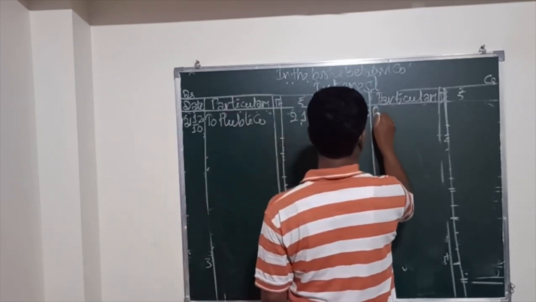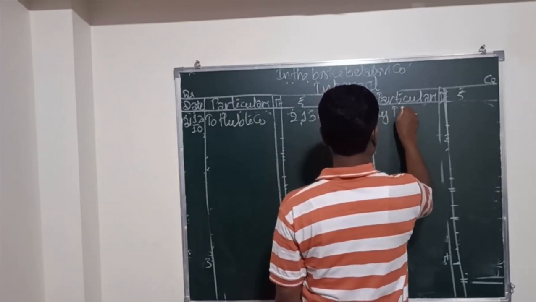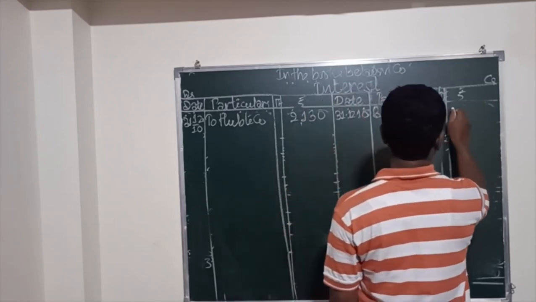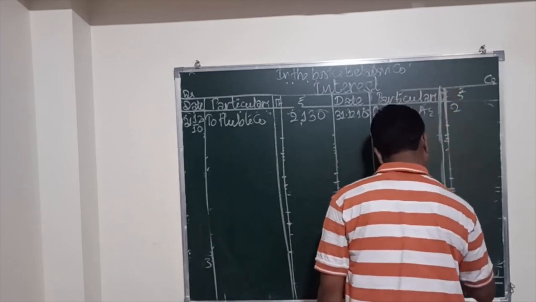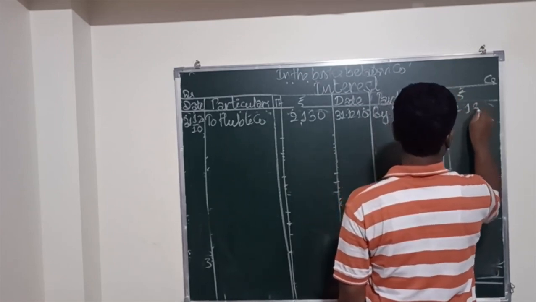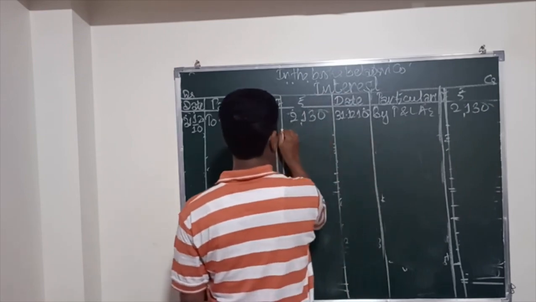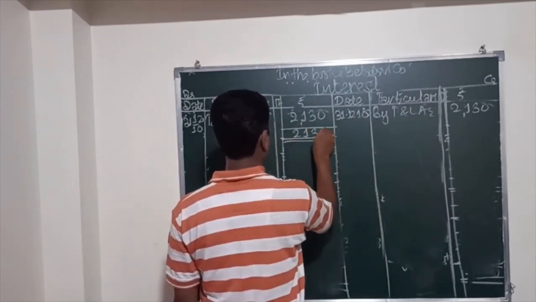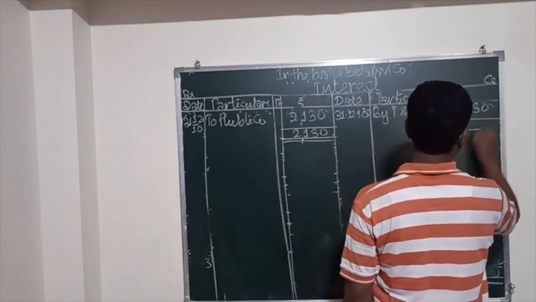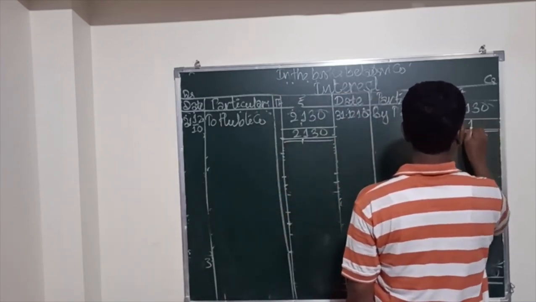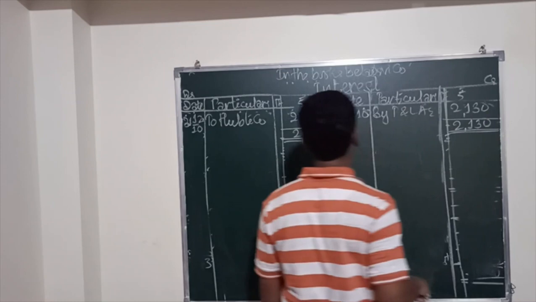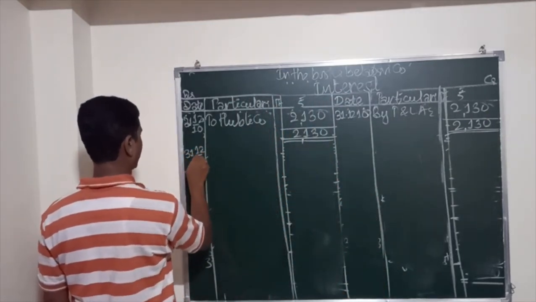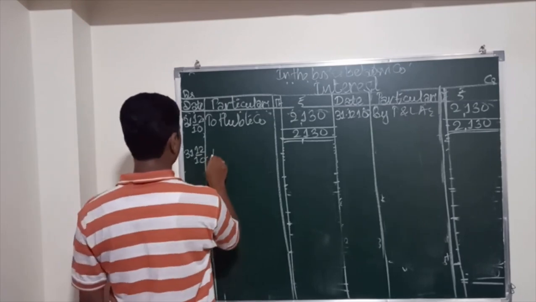So interest account is credited by P&L account. So that comes to 2130. Then when the interest is payable for the second year, the entry will be interest account debit to Hubli company account.